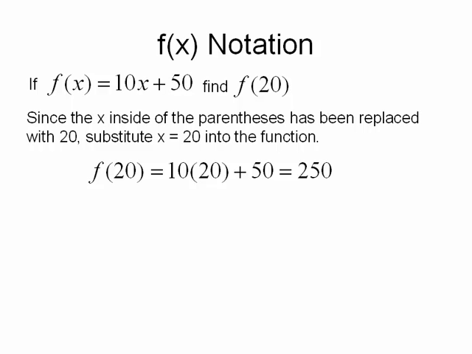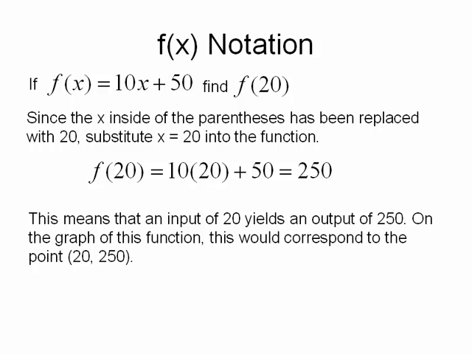Since the x is inside of the parentheses and it's been replaced with 20, let's go ahead and substitute x equals 20 into this function. So I'll put in place of my x 20. If I do my algebra, I see that I get 250. This means that an input of 20 yields an output of 250. On the graph of this function, that would correspond to the ordered pair (20, 250).